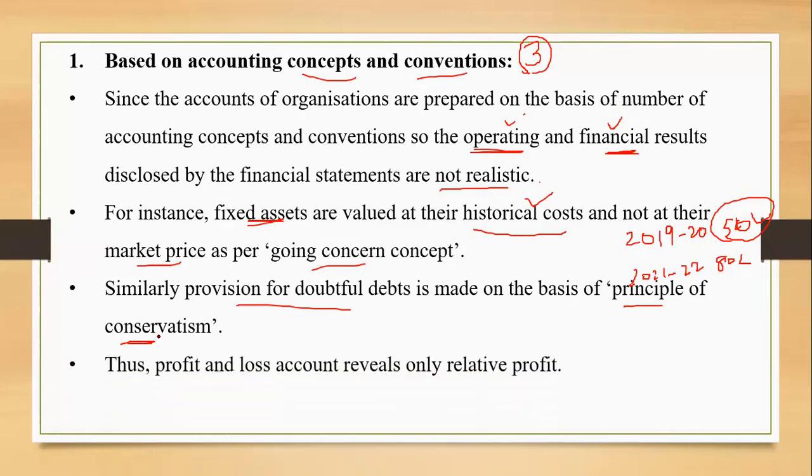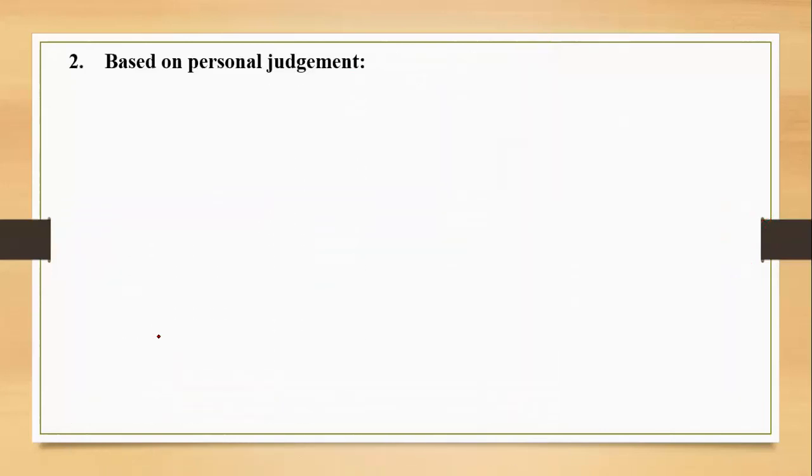Okay, fine. Second is based on personal judgment. There are some cases wherein the personal judgment comes into picture. Like when you talk about making a provision, अभी जैसे provision for doubtful debts की बात कर रहे थे, or you talk about the charging of depreciation. Depreciation is the reduction in the value of the asset. How much value of the asset has to be reduced? Who will take that decision? That decision is basically taken by the business entity.